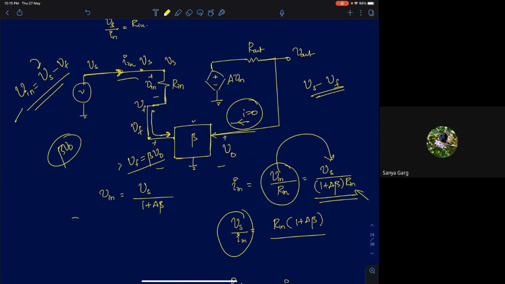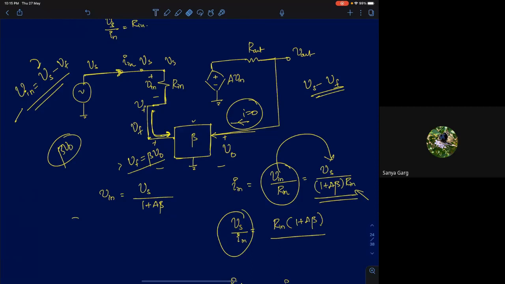I'll talk about the terminologies in the next lecture. There are different terminologies for voltage amplifier. But right now we will just derive the results and we'll look at the terminologies in the next lecture. So it's going to carry the same current as the input.